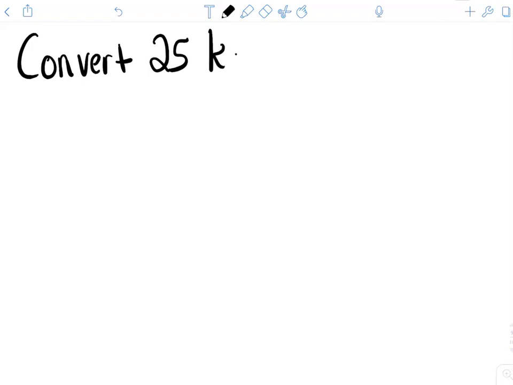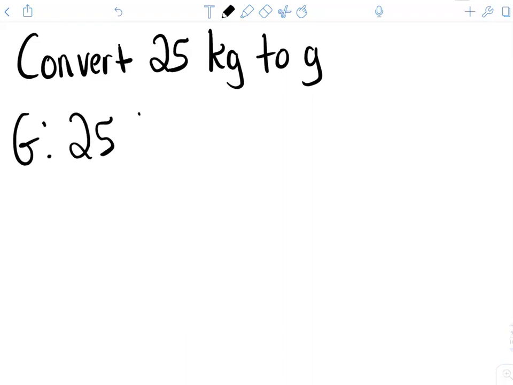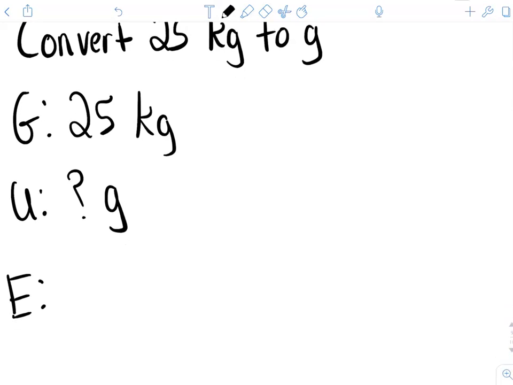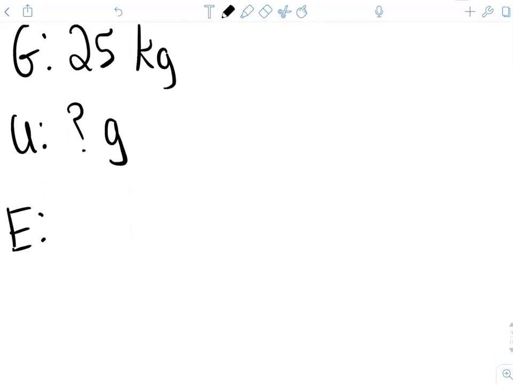So, let's look at another example. Let's say that we need to convert 25 kilograms to grams. So, we're going to start out with our given, which is 25 kilograms. Our unknown, or the thing we're trying to get to, is going to be grams. So, we have to figure out, first off, what is that unit path? Well, the first unit I'm going to start with is kilograms. The next unit I'm going to go to is grams.